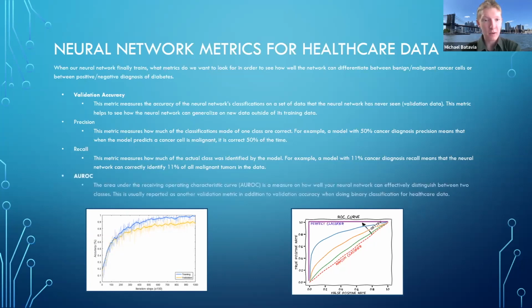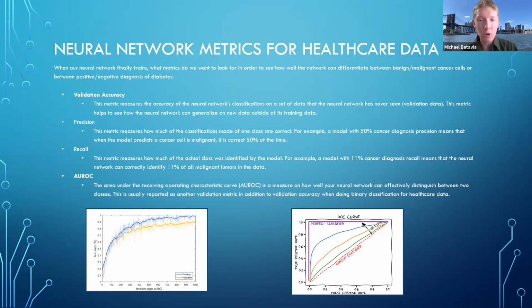And there's AUROC. These two, validation accuracy and AUROC, are the most important things you're going to need to know. And AUROC stands for the area under the receiver operating characteristic curve. I just call it the area under the ROC.